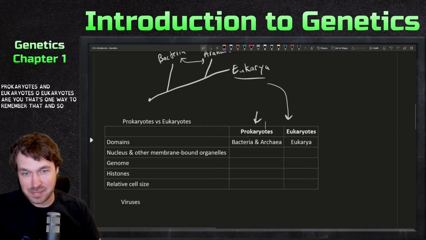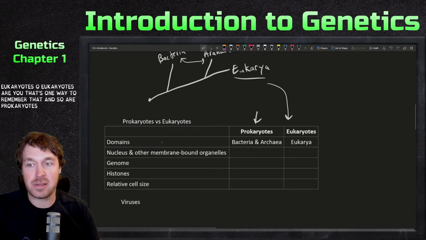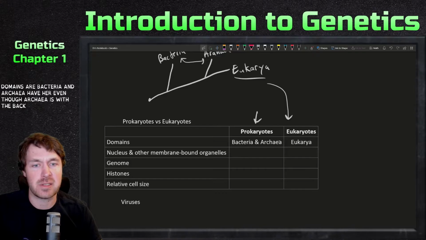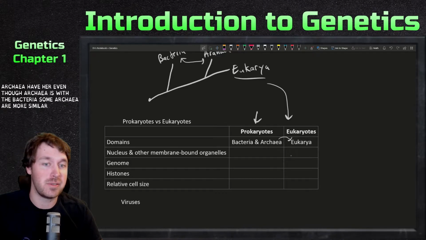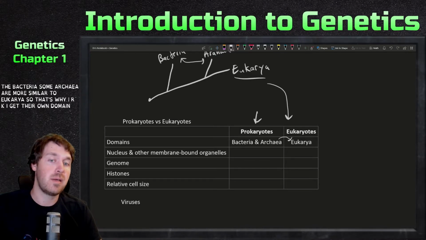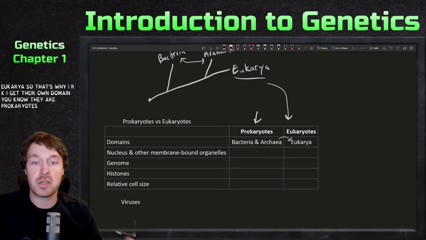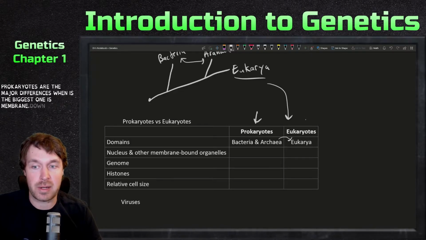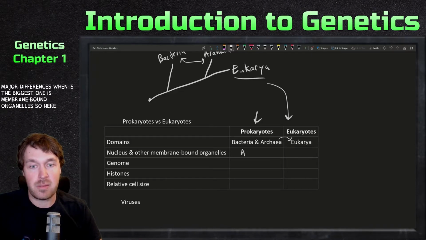And so here, prokaryotes, again, the domains are bacteria and archaea. However, even though archaea is with the bacteria, some archaea are more similar to eukarya. So that's why archaea get their own domain, even though they are prokaryotes. So what are the major differences? The biggest one is membrane-bound organelles. Here they are absent, but in eukaryotes, they are present.